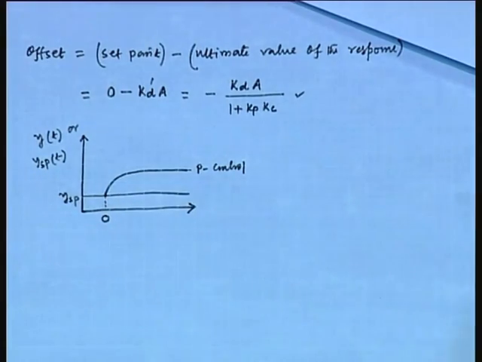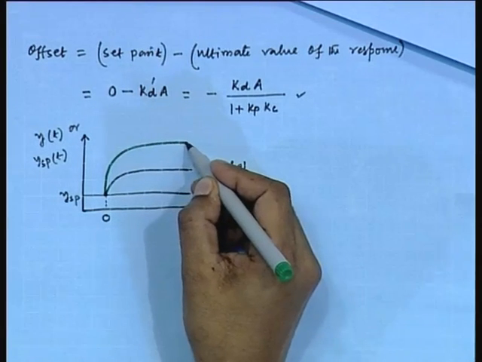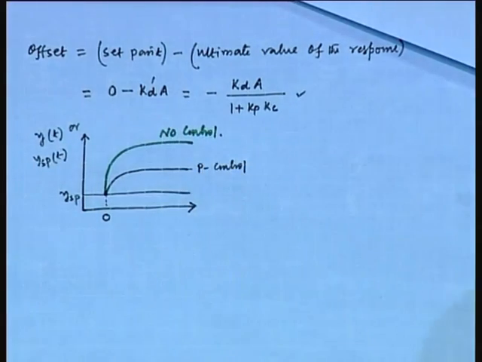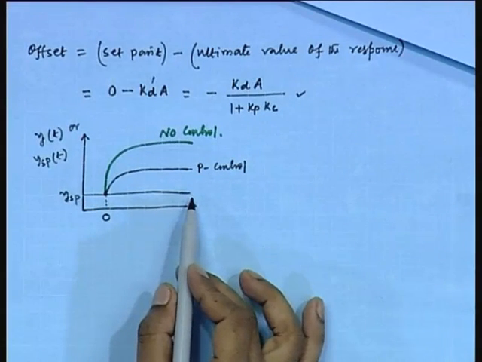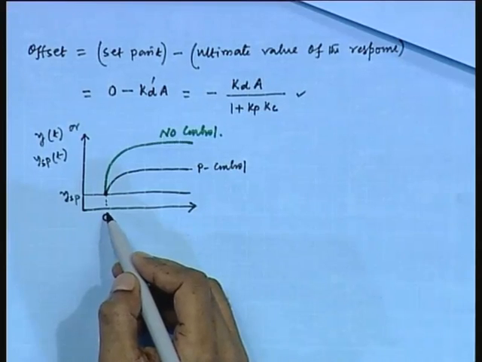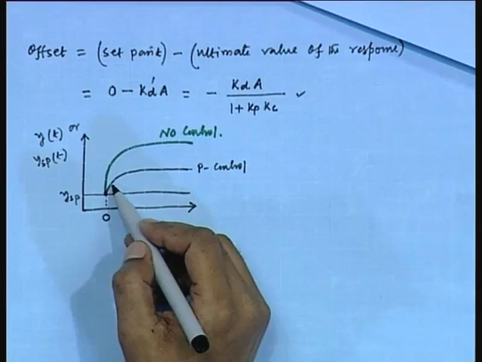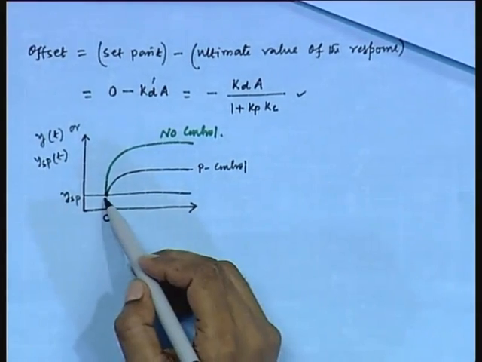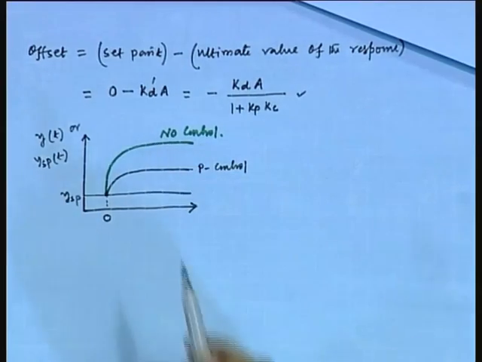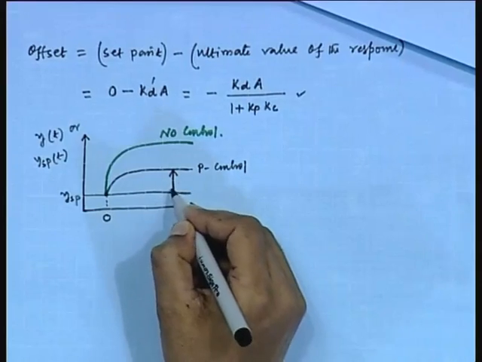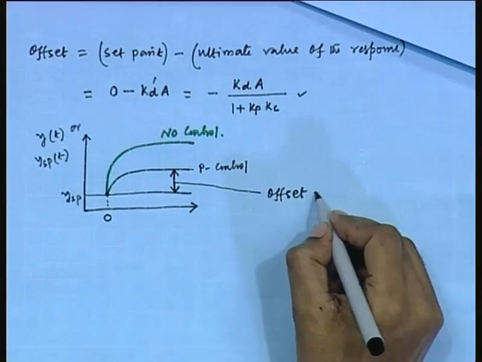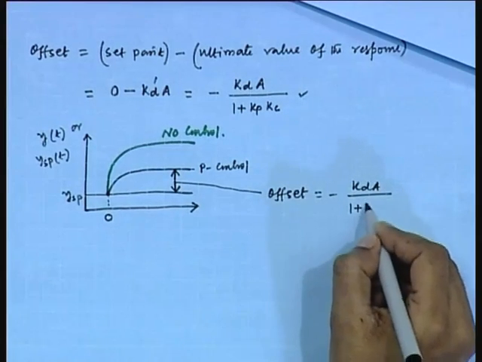And if there is no control, then the process response behaves like this. Fine. We did not introduce any change in the set point. Therefore, the set point remains constant throughout the operation, but the disturbance is changed at time t equals 0. Therefore, the process changes to a different steady state value starting from time t equals 0. And if there is no controller, then the process responds like this. Now, this is the steady state error. That means, this is the offset, which is equal to minus K_d A divided by 1 plus K_p K_c.